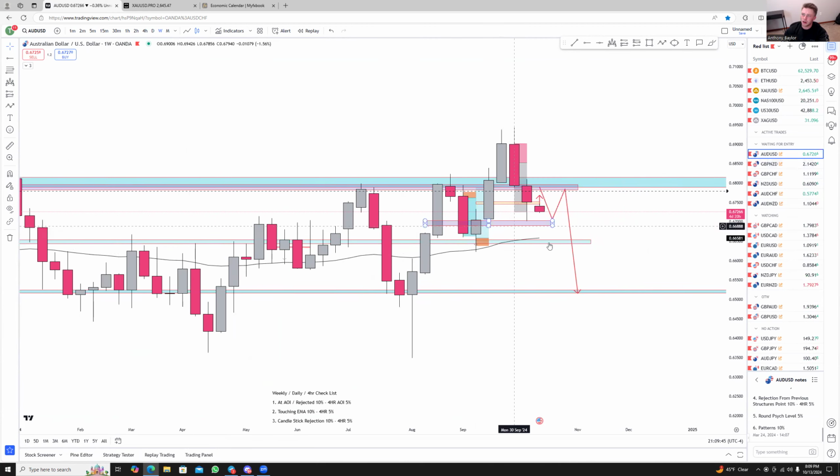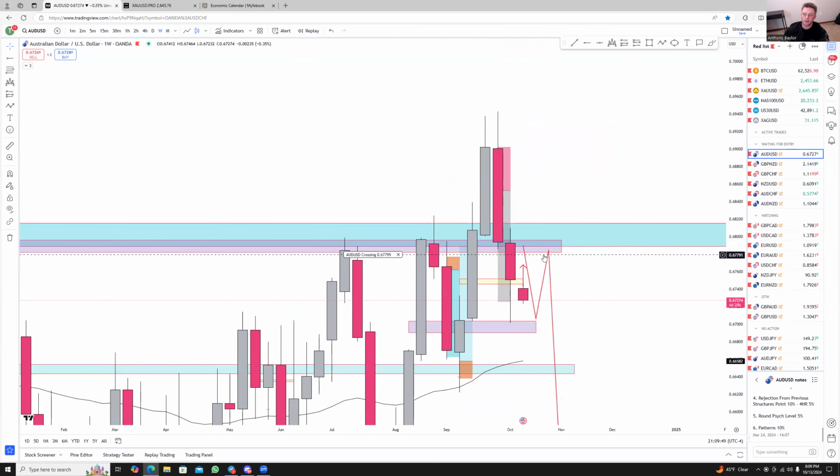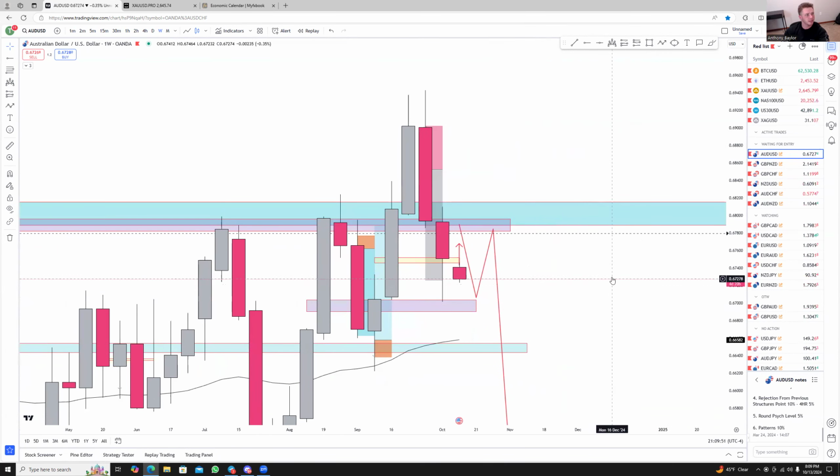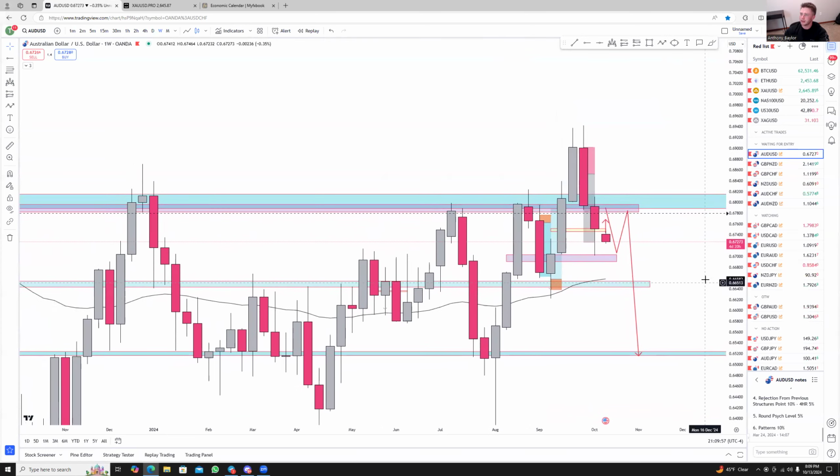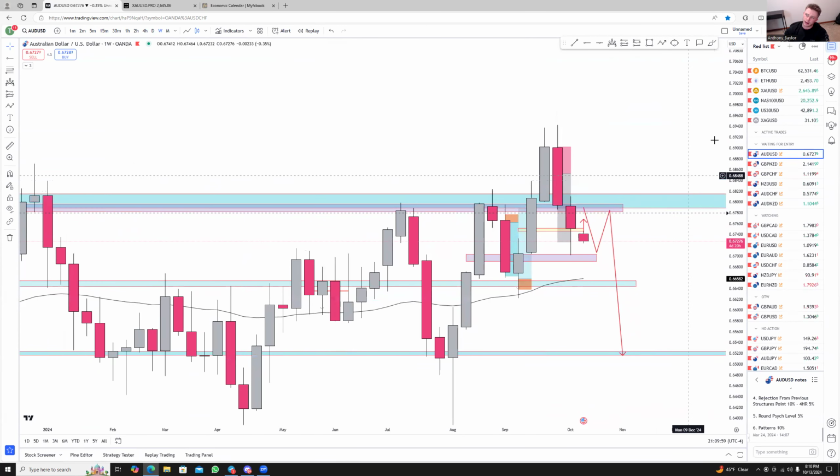All right, so this is on the way. We are currently waiting for this pair to get up to our weekly and our daily area of interest to consider taking this trade. Right now, it is not ready. I would not put anything in this trade until it got up to our zones.